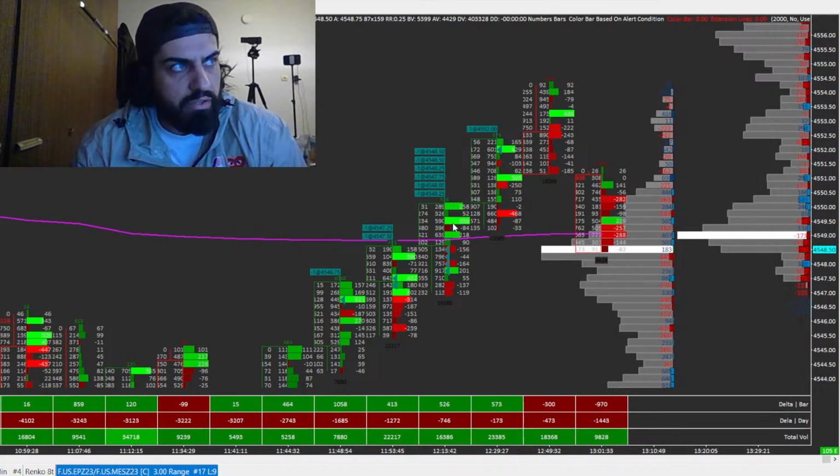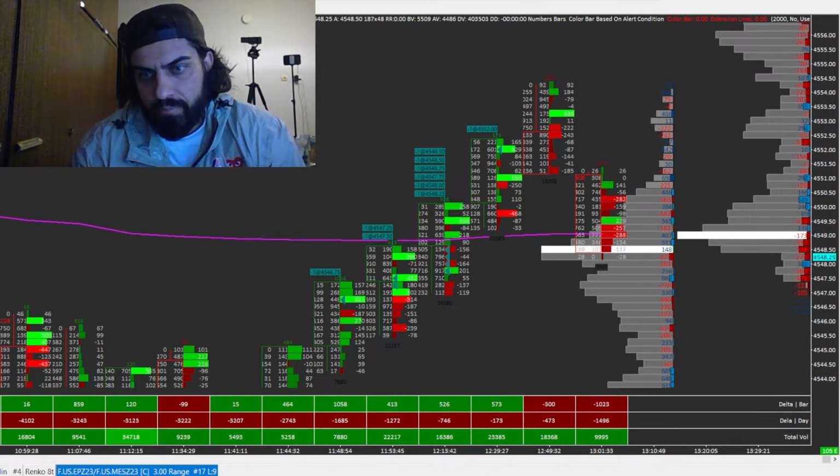Yeah, so the lighter the color is, the heavier the delta is, right? Which is what you'd want to see, lighter.